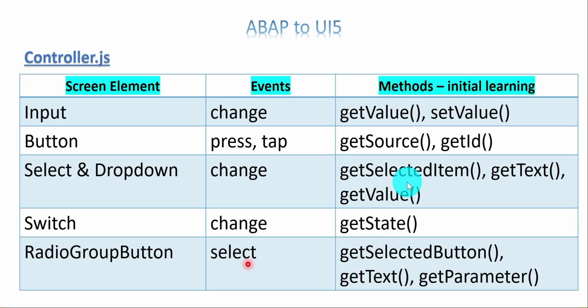And for radio button group, I think this is swapped. It's radio button group, not radio group button. Something happened today, that's fine. Get selected button, and get text, get parameter. So these are the methods which I'm going to use for the screen elements in this particular screen.